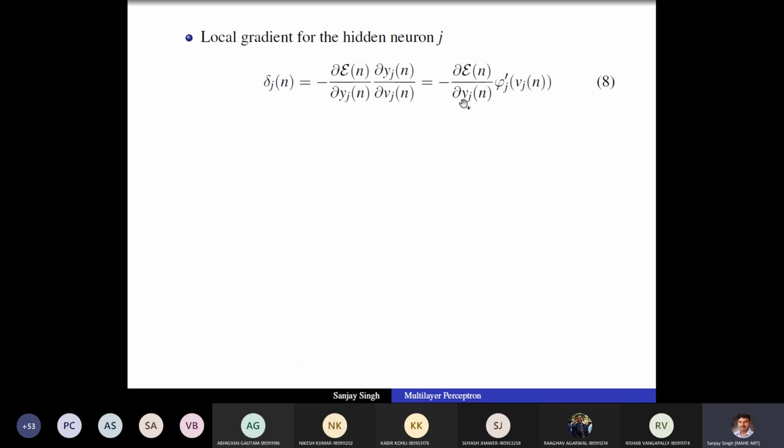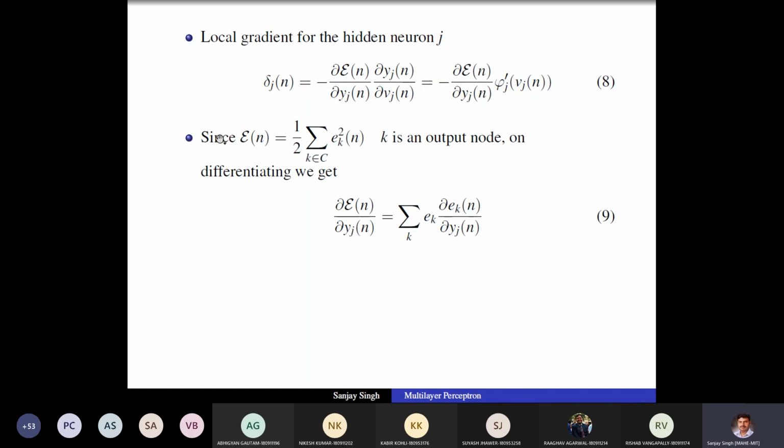So ∂E by, we'll retain as it is, Yjn, Vjn will retain as it is, and if this differentiation, so φ'j(Vjn), okay, we'll write it. Now since En, we have to consider this entire energy at the output layer, the entire instantaneous energy at the output layer. So we see k is from C, and C is the number of neurons at the output layer, remember? And now, on differentiating ∂E by ∂Yjn, remember that we are differentiating with respect to Yj, so you can differentiate partially anything.